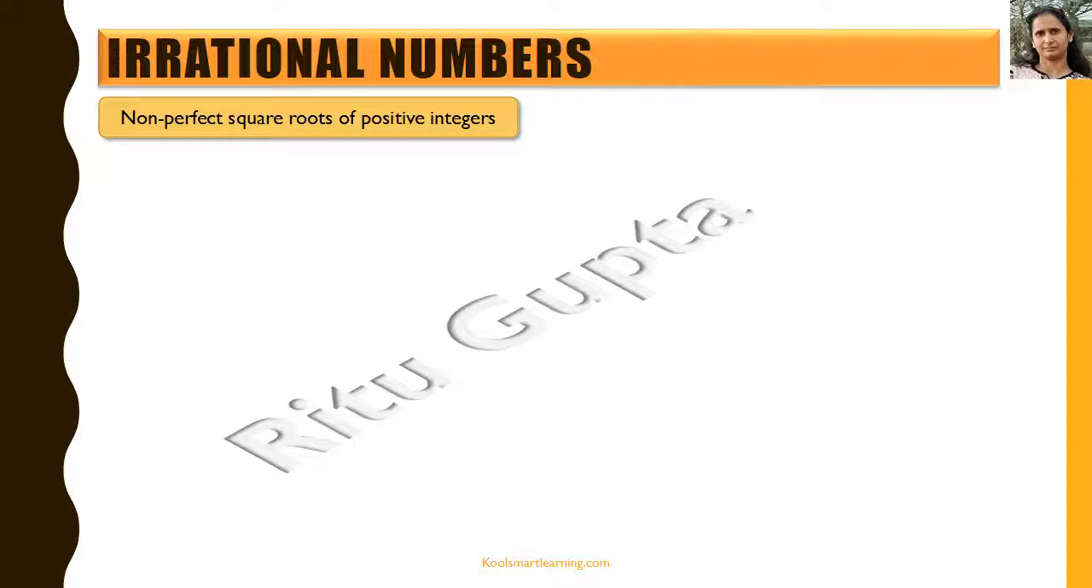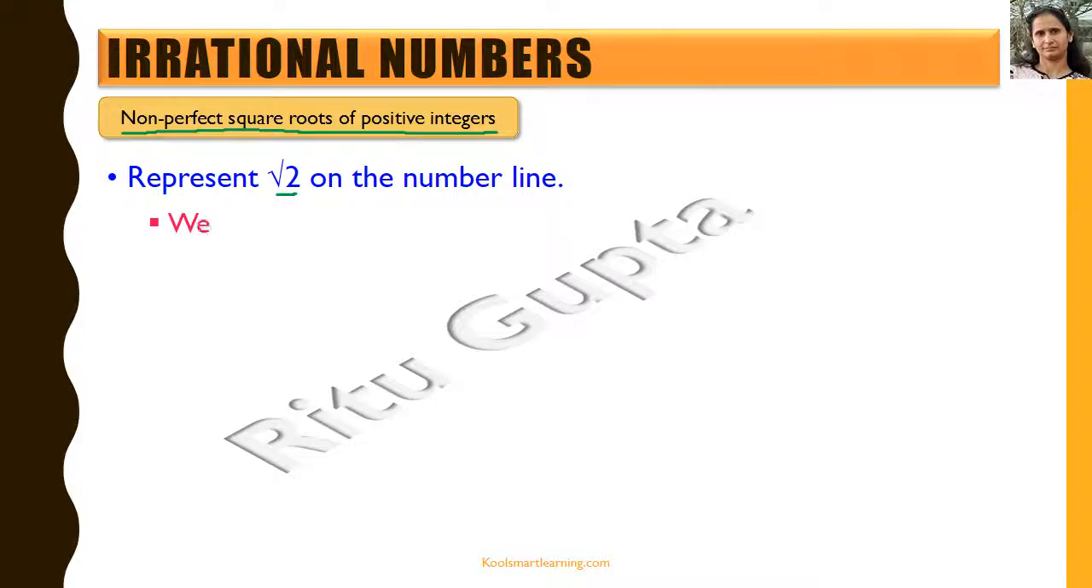So we just talked about representing the non-recurring, non-terminating decimal numbers on the number line. Now we'll take up another form of irrational number, which is non-perfect square roots of positive integers. Let's take an example. We need to represent square root of 2 on the number line.